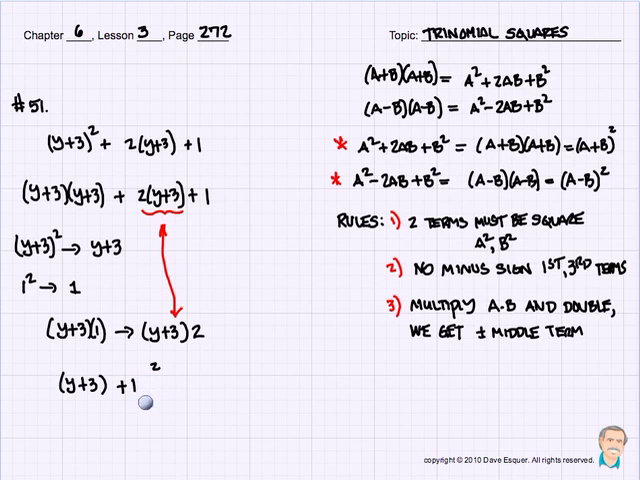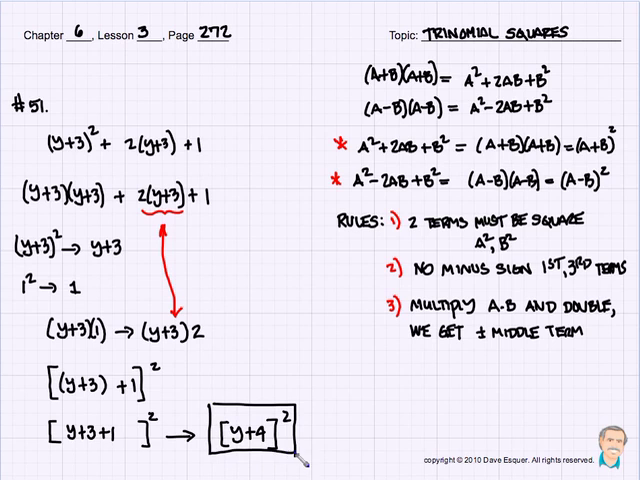Let me just erase this a little bit and make this a little bit neater here. I'm going to use some square brackets. And if we look inside here, we can go y plus 3 plus 1. Removing the parentheses doesn't make any difference, squared, which gives us y plus 4 squared as our final answer.